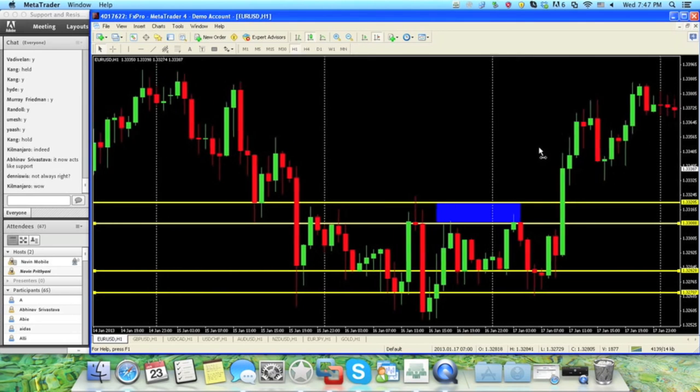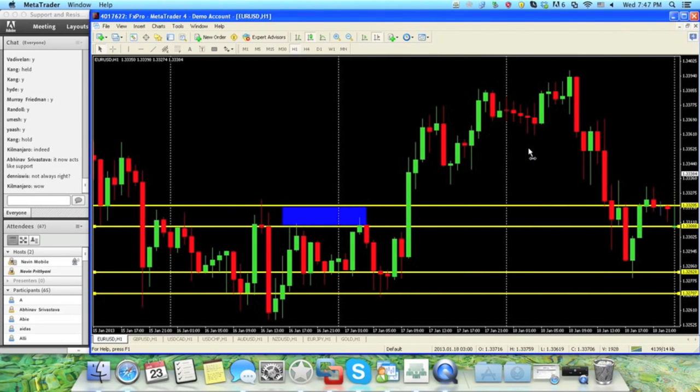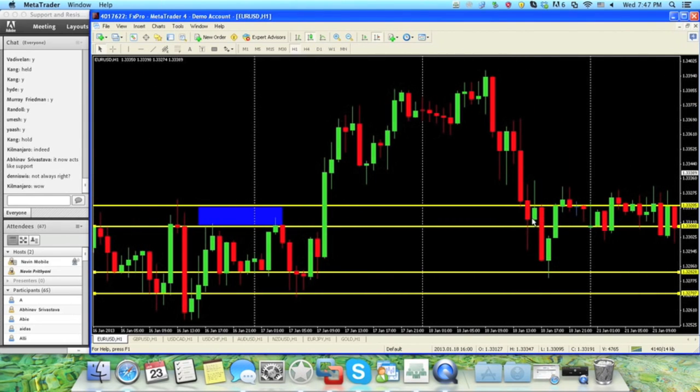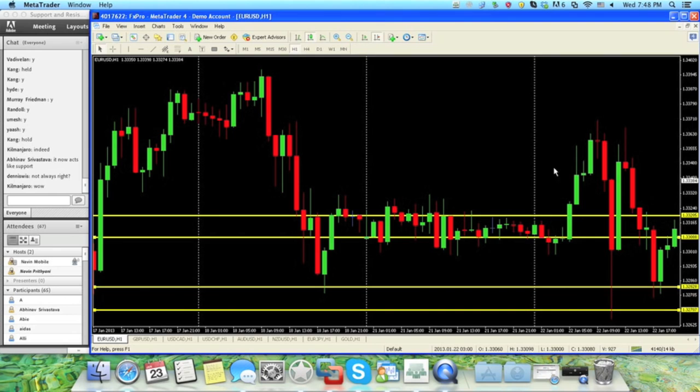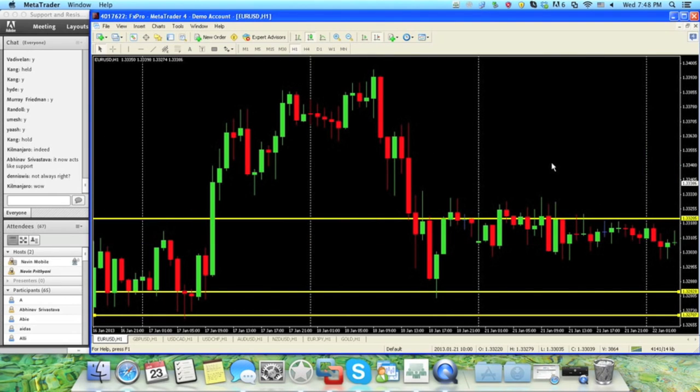Okay? So we go further, and we see the market comes crashing down, it goes through it, uses it as resistance, and then it starts to go sideways.